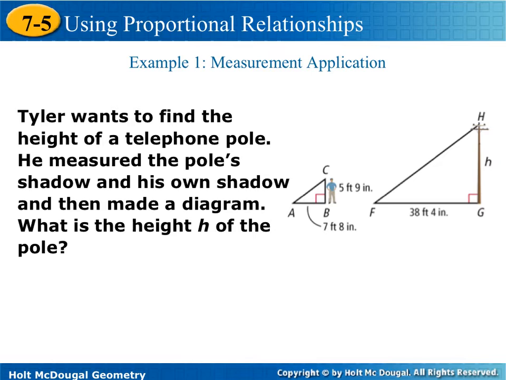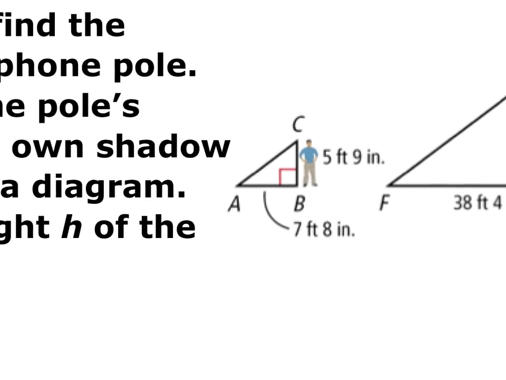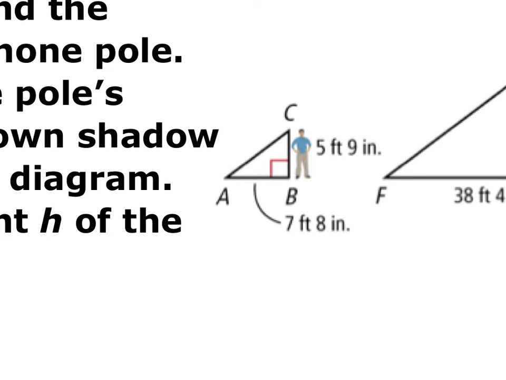So first example, Tyler wants to find the height of a telephone pole. He measured the pole's shadow and his own shadow and then made a diagram. What is the height h of the pole? It gives us that his shadow is 7 feet 8 inches. What's the first thing we need to do if we have feet and inches?